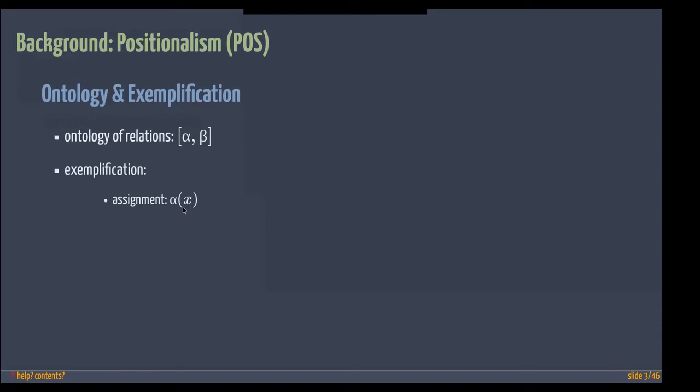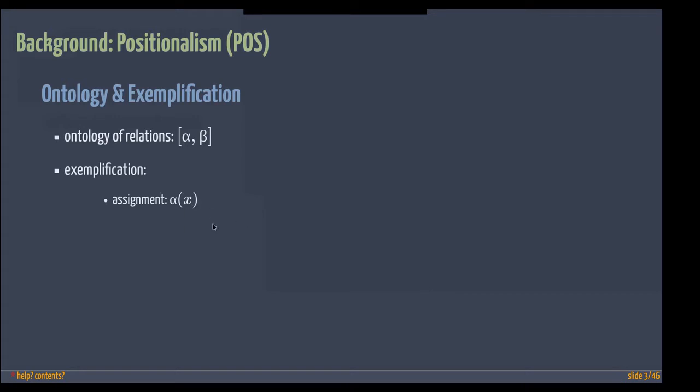Can you see my cursor, by the way? I don't see anybody of you. Can you see my cursor when I use it? Okay, perfect. Now I see you all.